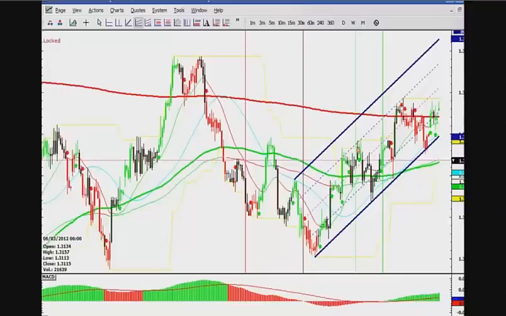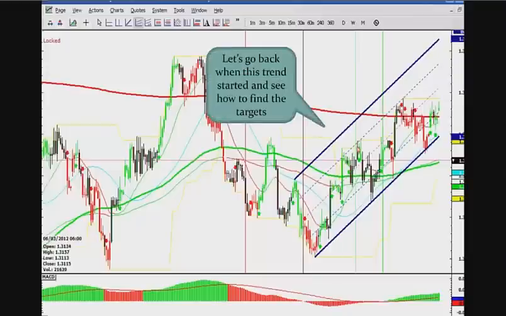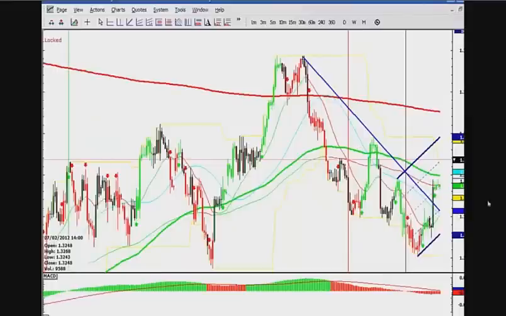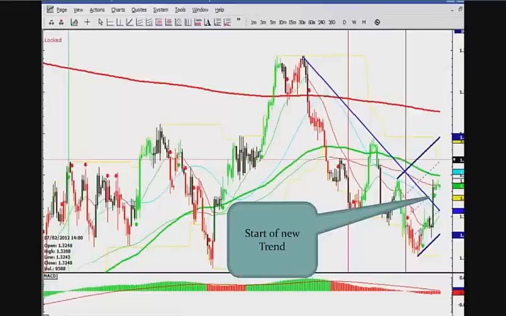Let me get through this, and we're actually going to do it live in the charts. All right. So let's go back where this trend started and see how we find the targets. All right. So here we go. We have a breakout. As soon as we know it's not a false breakout, we go look for the targets. But it's the start of a new trend.